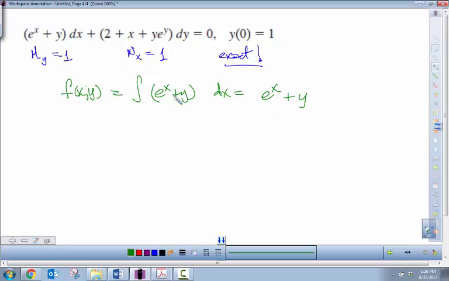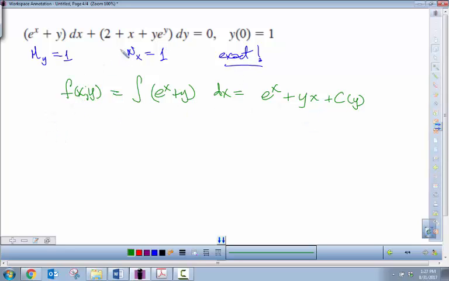2x, right? So the antiderivative of a constant is going to be the constant times x. So this is your antiderivative. But we also have to account for the possibility that we have some other function of y that disappeared because we took the derivative with respect to x. Okay? So now we're going to say that this is your potential function.